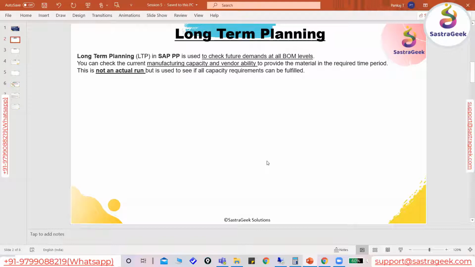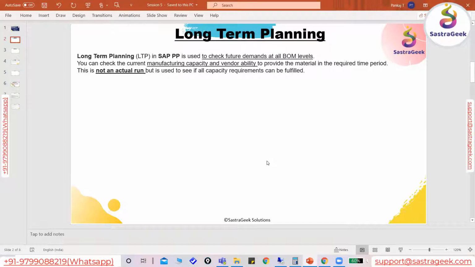Okay, so personally, this package is available. The LTP product has been available in SAP ECC for very long, and even in my experience, I never implemented that because it's not really workable. And maybe that is the reason SAP came up with pMRP now. So basically, what is LTP?